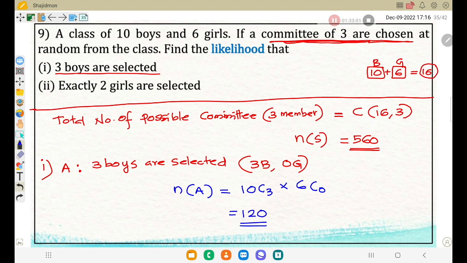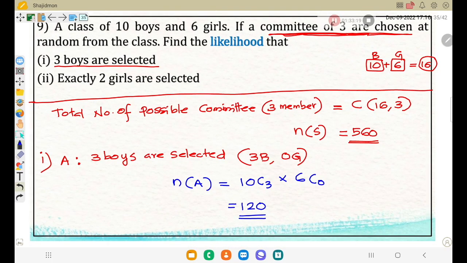If you are writing or not writing, no problem. But 10C3 multiply 6C0, 3 boys. So 3 boys means 3 boys and 0 girls, because the committee has 3 members. Okay, totally 120 we are getting. Now you can calculate the probability easily, correct? So calculate what is the probability here.